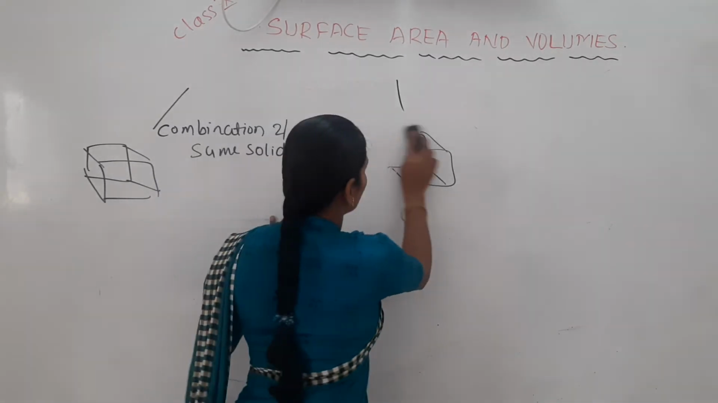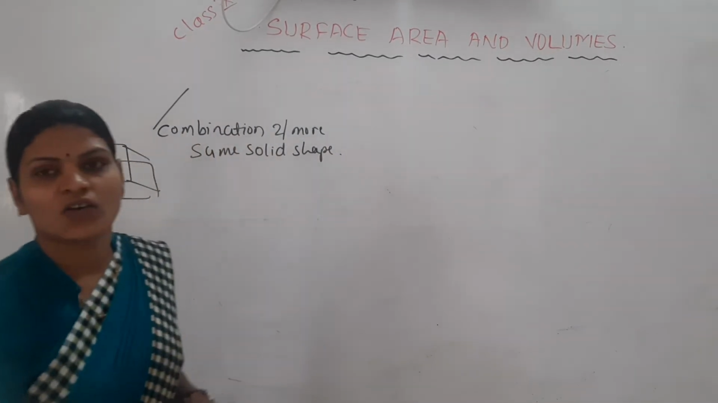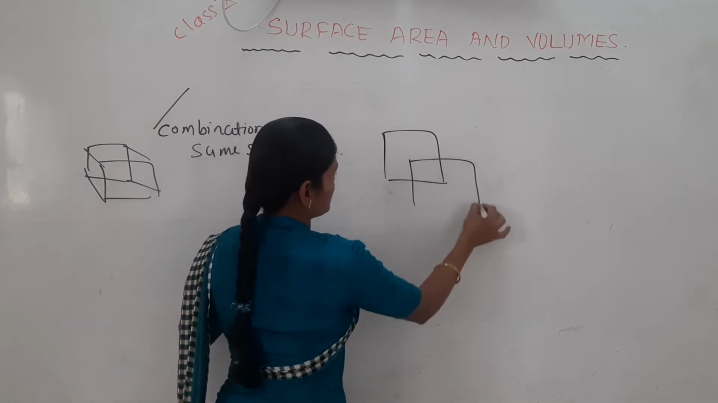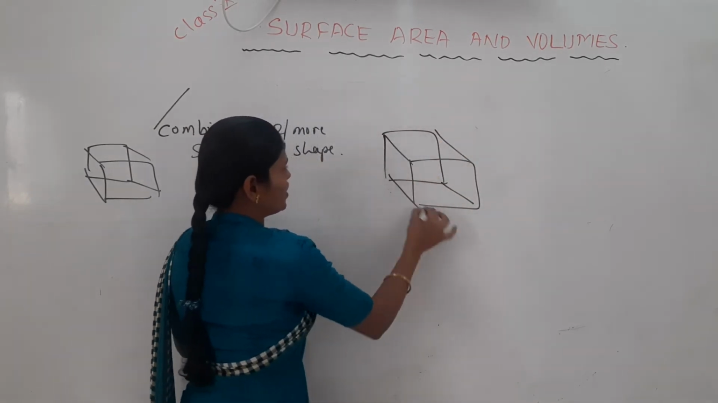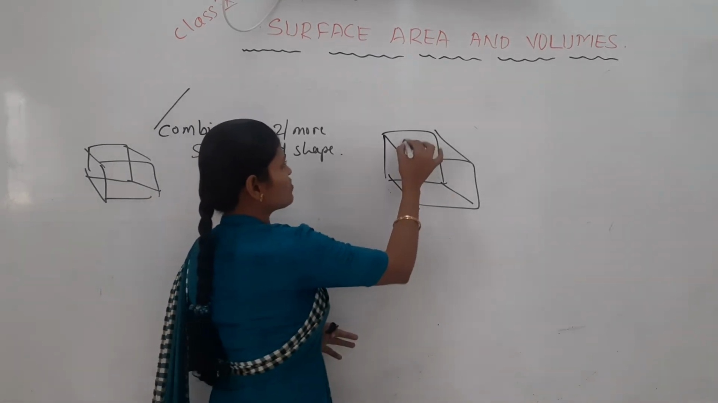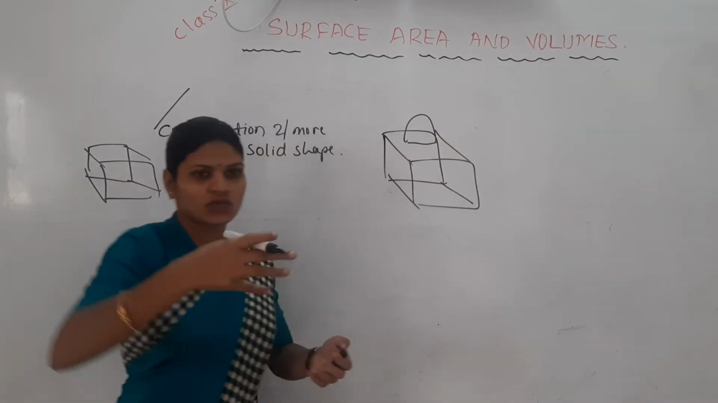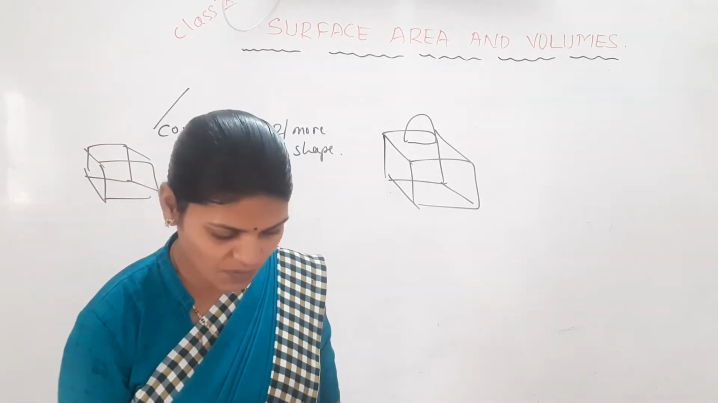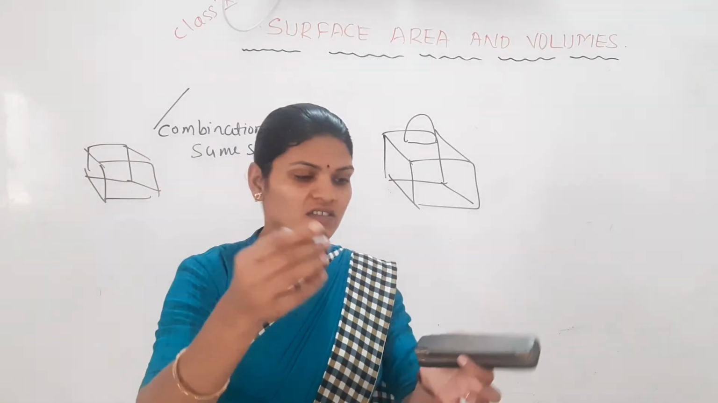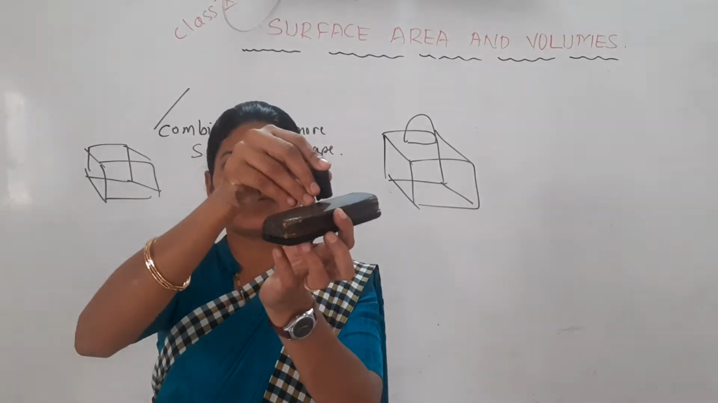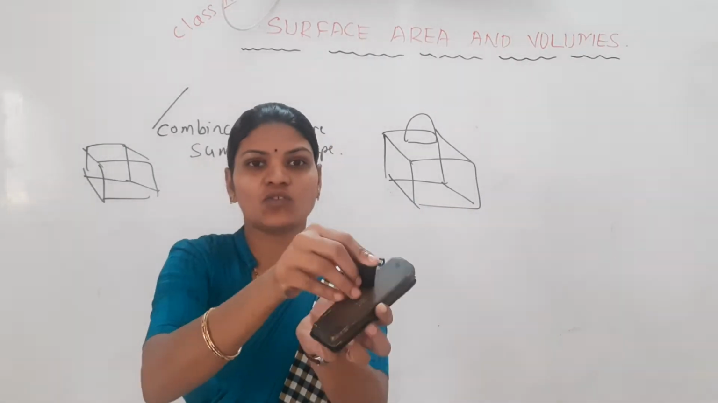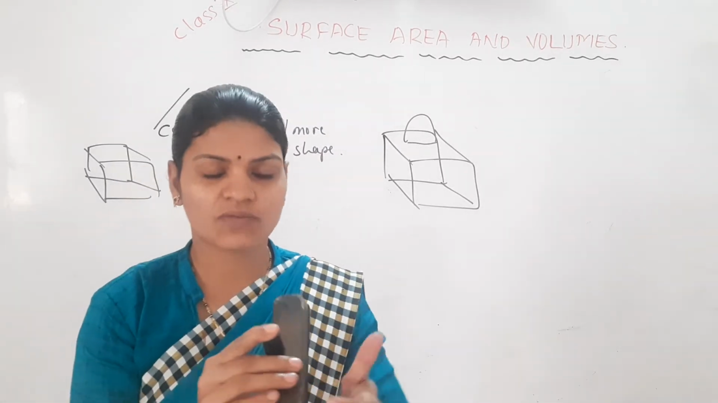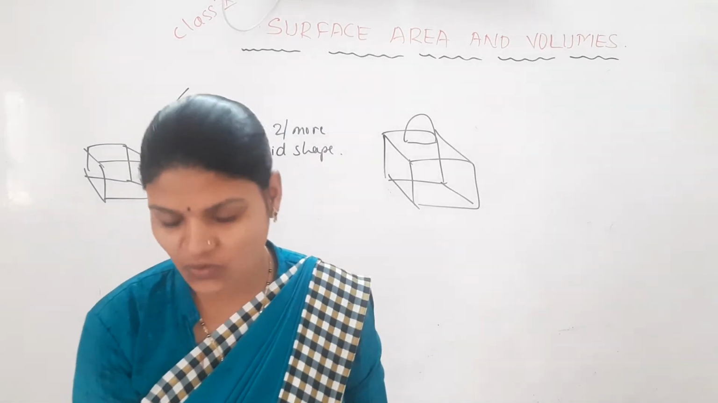Okay. Here your second type of problems means combination of one cube. On this cube, if your hemisphere or sphere is mounted on this one, so that we will call as mounted. For example, this is the one of the hemisphere, this is the one of the cuboid. If your hemisphere is placed on this one, how to find the total surface area or the curved surface area of this thing? We have to find.